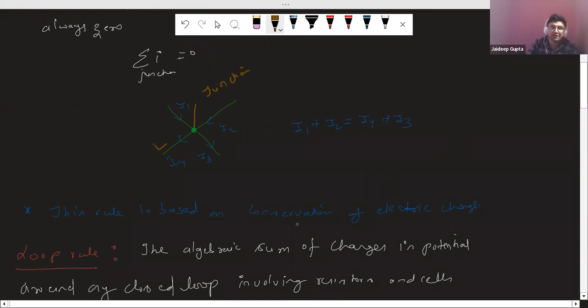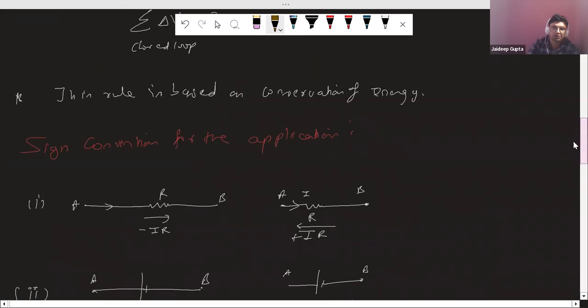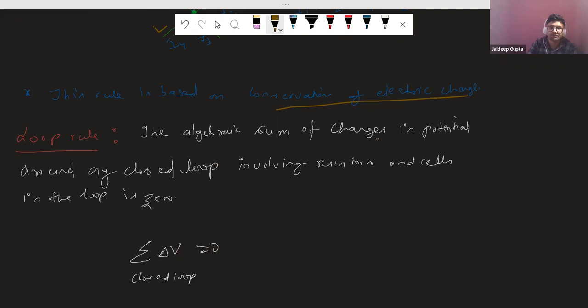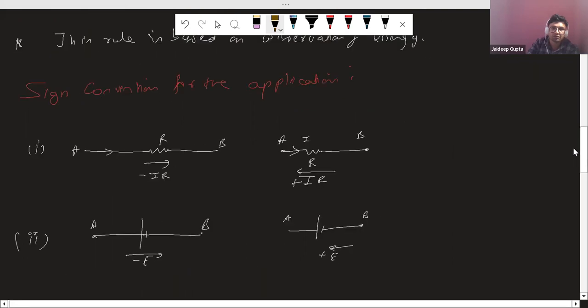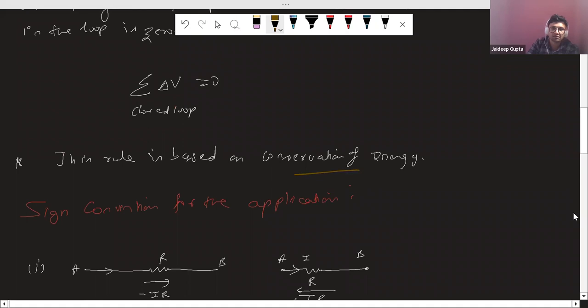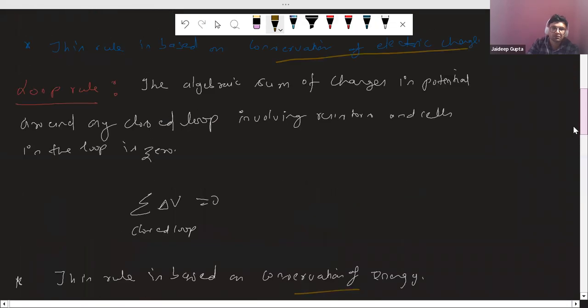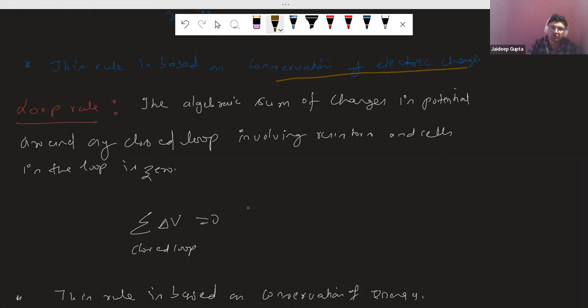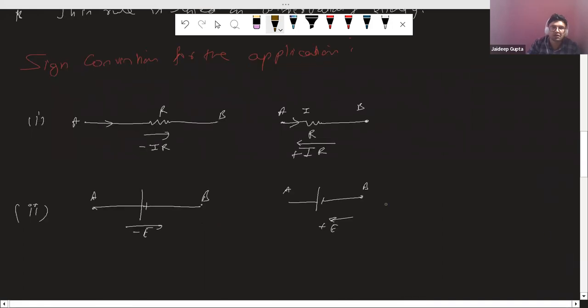This law is based on conservation of charge. Just remember, this law is based on conservation of charge. Second, loop law. It states that the algebraic sum of the changes in potential around any closed loop involving the resistors and cells is always zero. That is, summation of the change in potential in a closed loop is zero. Sorry, loop law is based on conservation of energy, whereas junction law is based on conservation of charge. Conservation of energy, loop law, and conservation of charge, junction law.